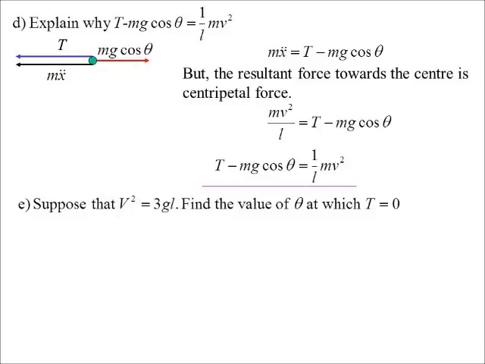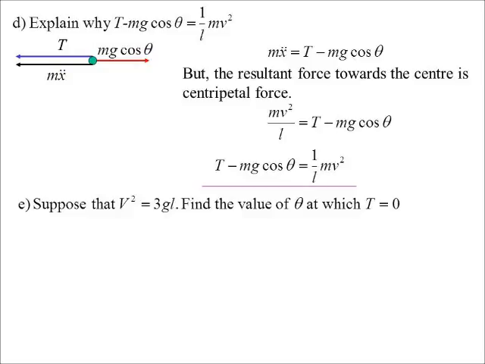Now, the interesting part of the question, because if you recall, it said in parts A to D, we can assume that our yo-yo travels in the circle. Guess what happens now? We're going to suppose that v squared is 3gl. We're going to find the value of theta at which T equals 0. Well, we're going around in a circle, spinning the yo-yo. At some point, tension is going to equal 0. What does that mean?